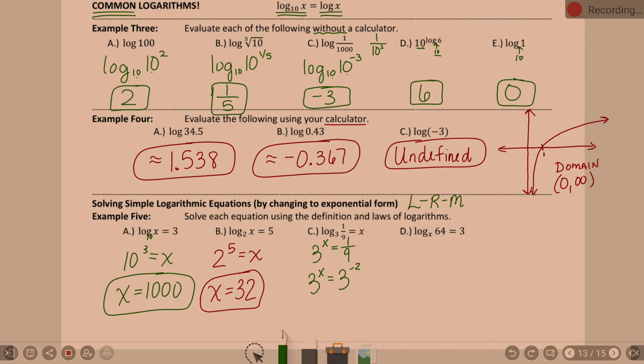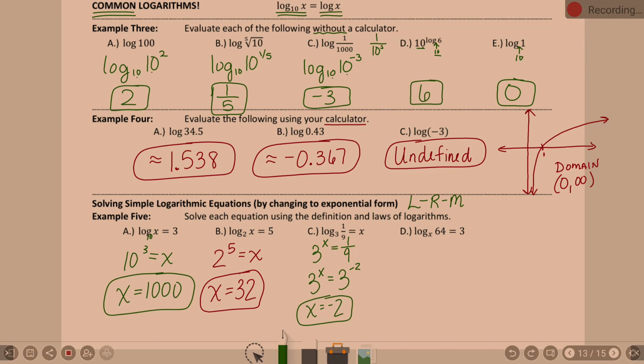If you need that intermediate step to say 1 over 3 squared, then do that. But then we find that x is -2. Now, I have a question before I move on from that one. Is there another way I could have done that? I suggested left, right, middle. We had to use left, right, middle on A and B. This just says this log equals x.